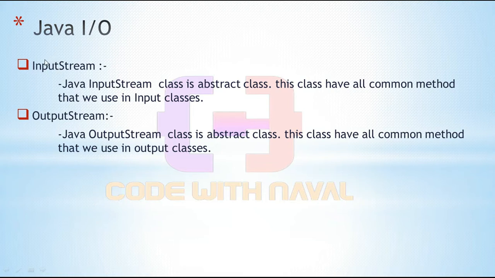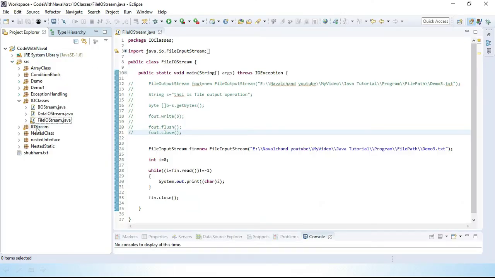Inside the InputStream, we simply define all the common methods that we use in input classes, and for output it is the same thing, all the common methods are already declared. We simply use those common methods inside all output classes. Okay, let's open Eclipse and perform one practical.